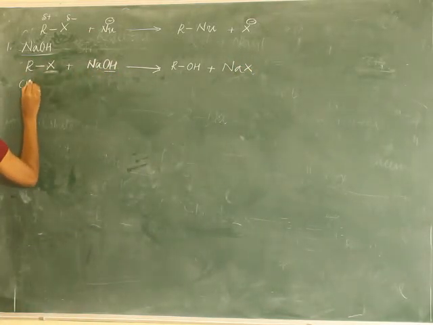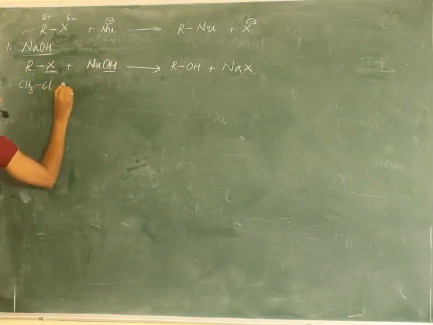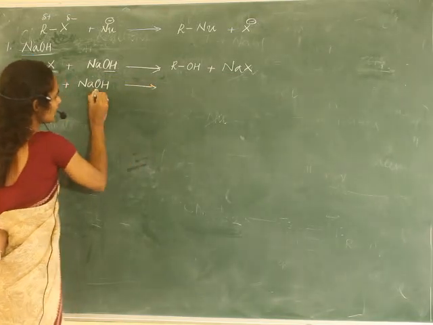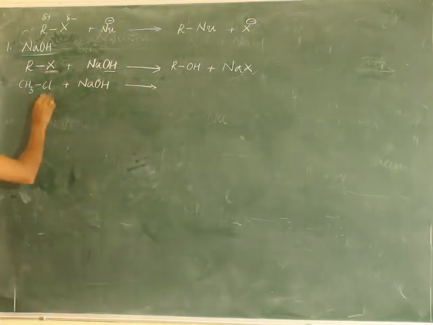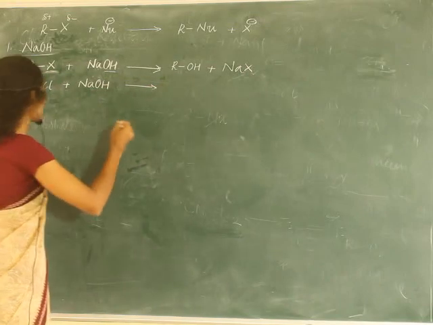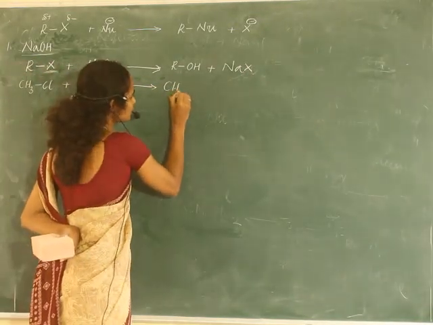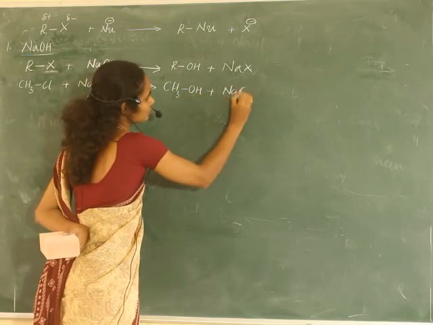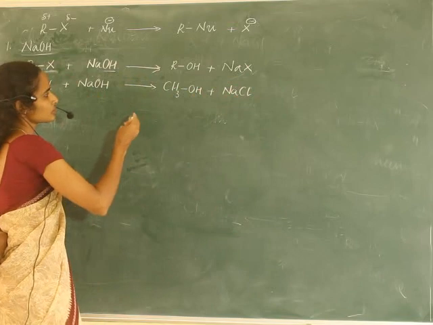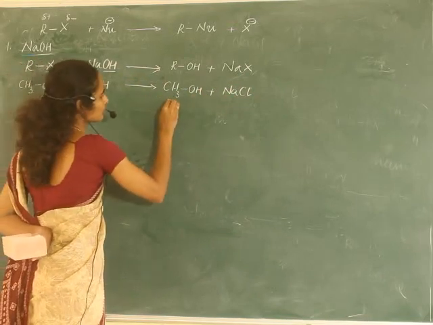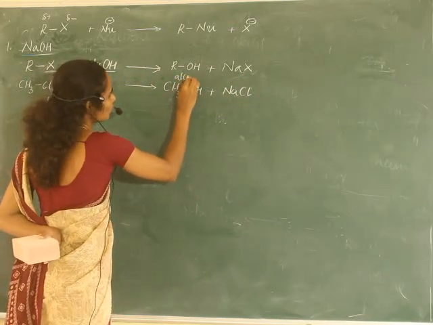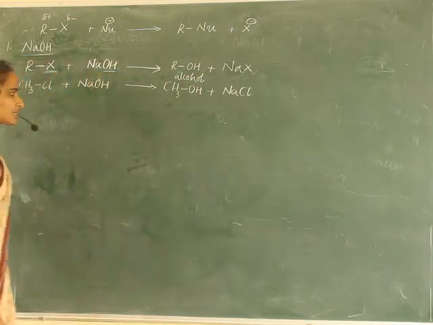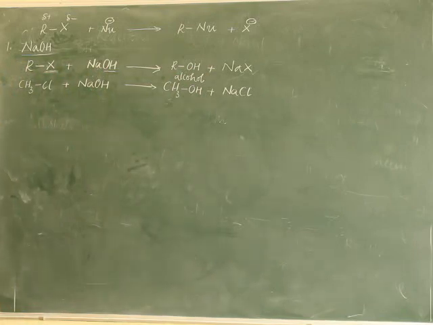Let us take one example. I'll take methyl chloride, which on reaction with the sodium hydroxide. What we will get? Nucleophile is OH minus. OH minus replaces Cl as Cl minus. Now product will be CH3OH plus NaCl. This is which class of compound? Alcohol. This results in the formation of alcohol, right? It is methyl alcohol. One carbon atom is there, hence it is methyl alcohol.